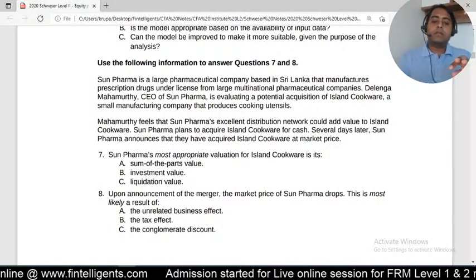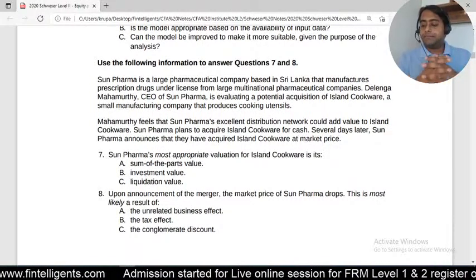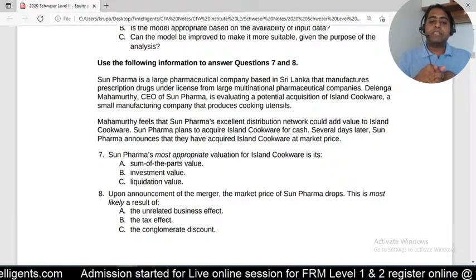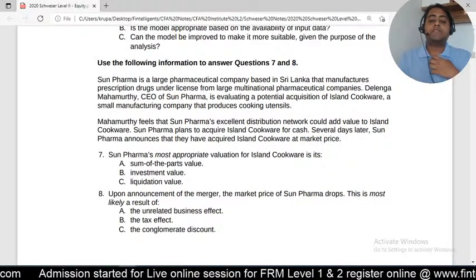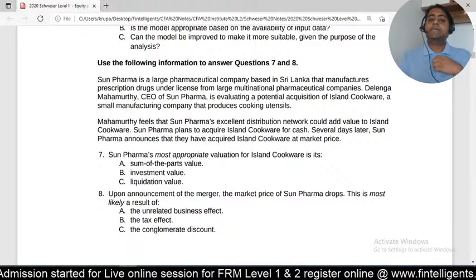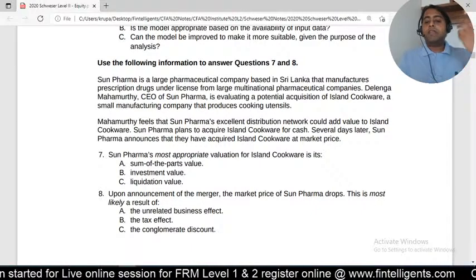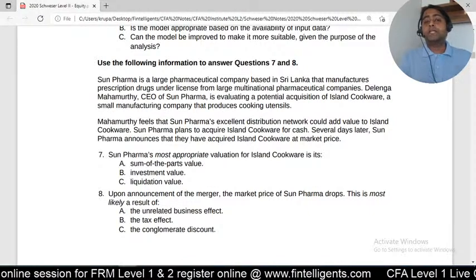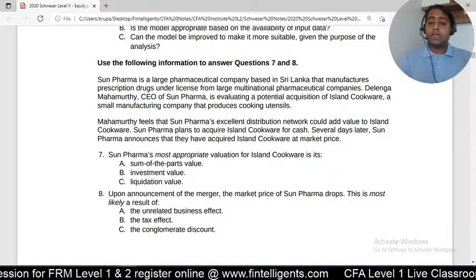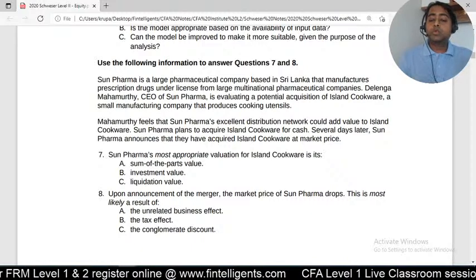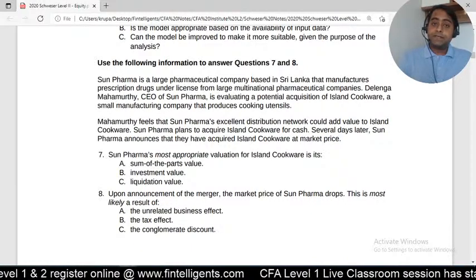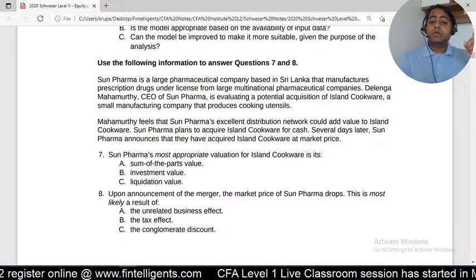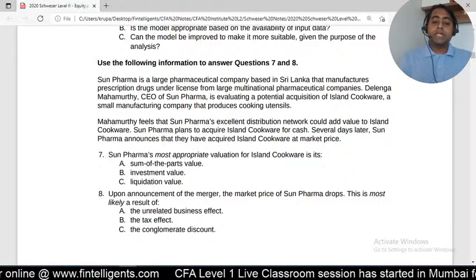Question number 7 and 8. Sun Pharma, which is a large pharmaceutical company. Now this is based out of Sri Lanka. Okay, they are manufacturing some drug, and their CEO is planning to purchase a different company altogether, Island Cookware. Do you realize this is not in his business? This is an unrelated business, which is producing cooking utensils.